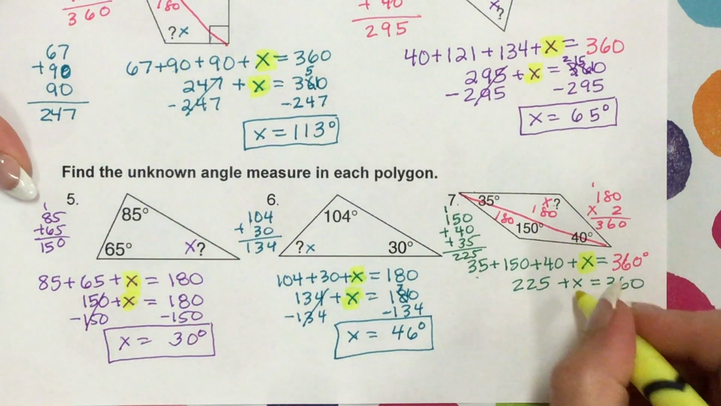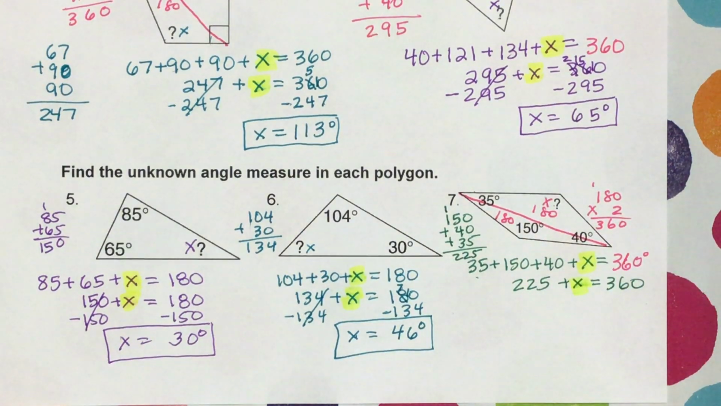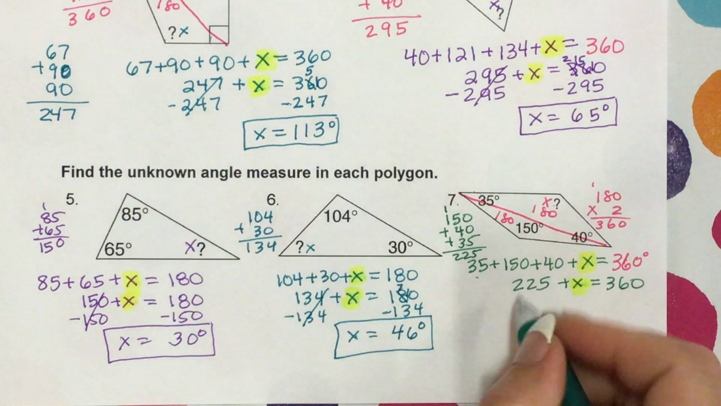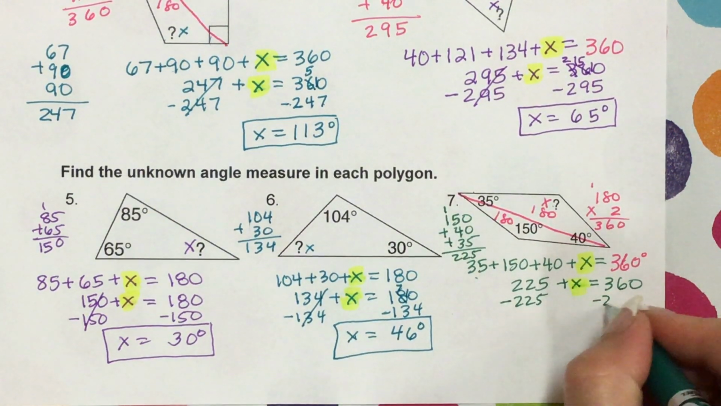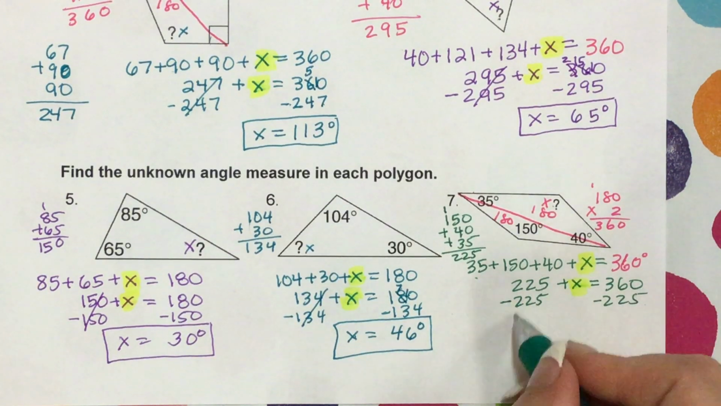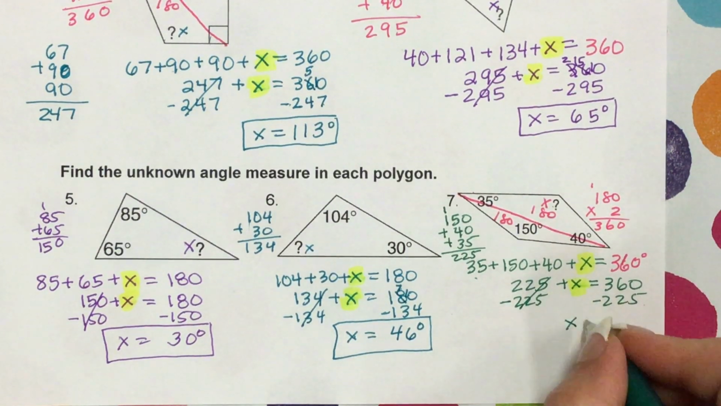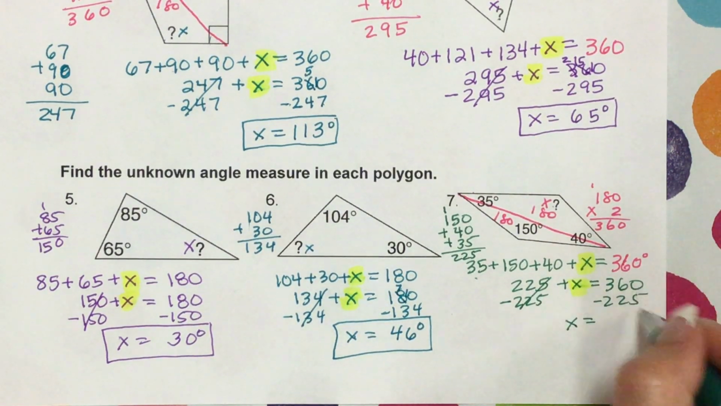Okay, now it is time to get x by itself. I need to get rid of this 225. The 225 is related to x through addition, so I'm going to do the inverse operation of addition, which would be subtraction. I'm going to subtract both sides by 225. These cancel out. I'm left with x equals, I got to do the subtraction here.